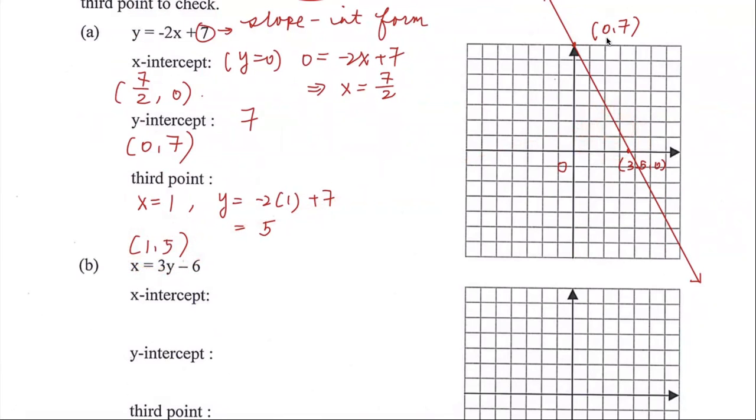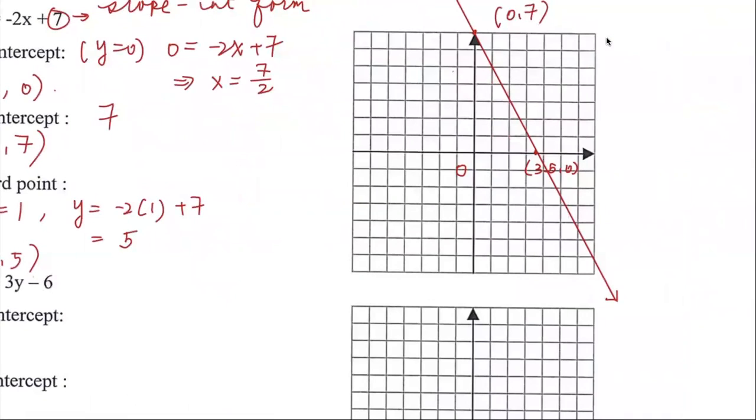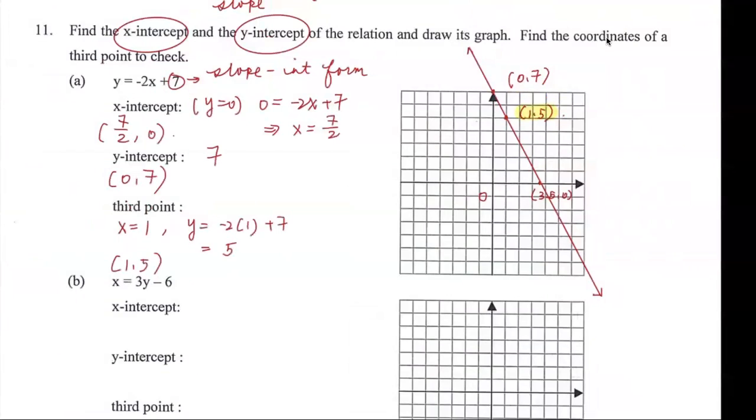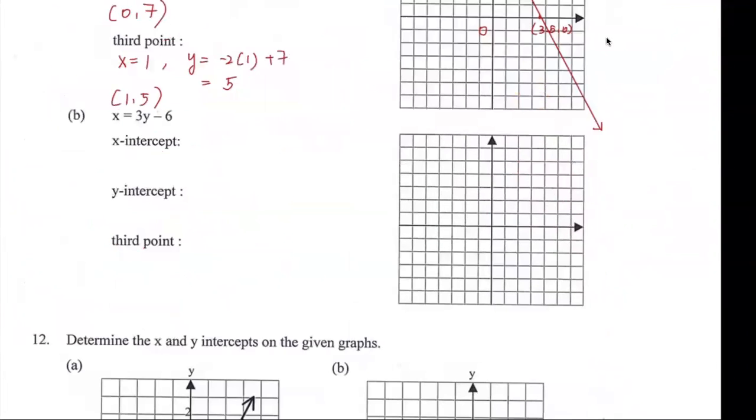Okay, so 1, 5. So this is 0, 1, 1, 2, 3, 4, 5. It is indeed on the straight line. So this is the third point that we found to check the calculation that we did. Okay, so that's part A. Let's try part B.